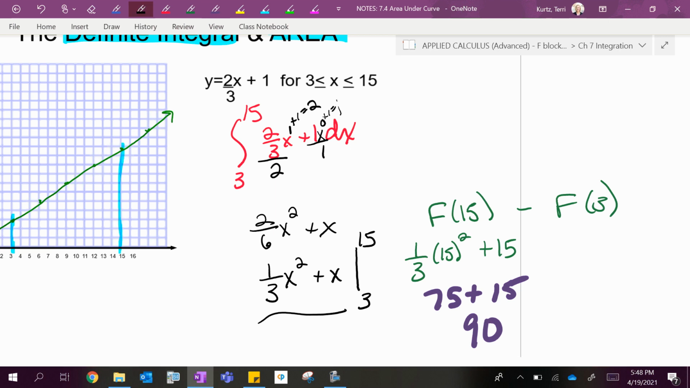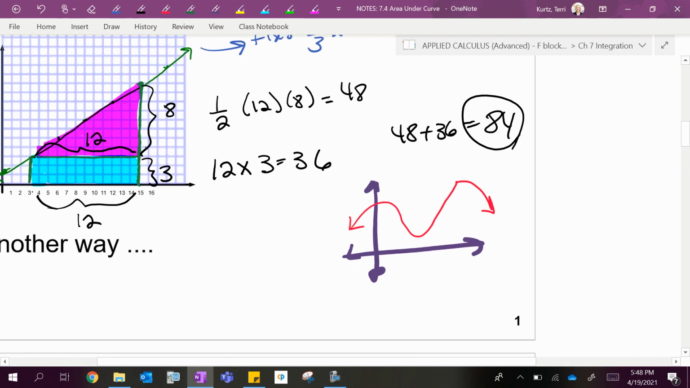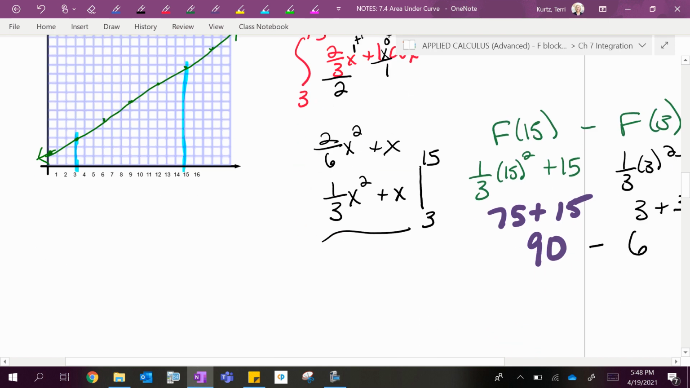F at 3, again, we plug it in, we get 1/3 times 3 squared plus 3, and we get 9 divided by 3 is 3, plus 3 is 6. So we subtract, and we get 84. So again, the same area we found by cutting the shapes and using area formulas, okay?